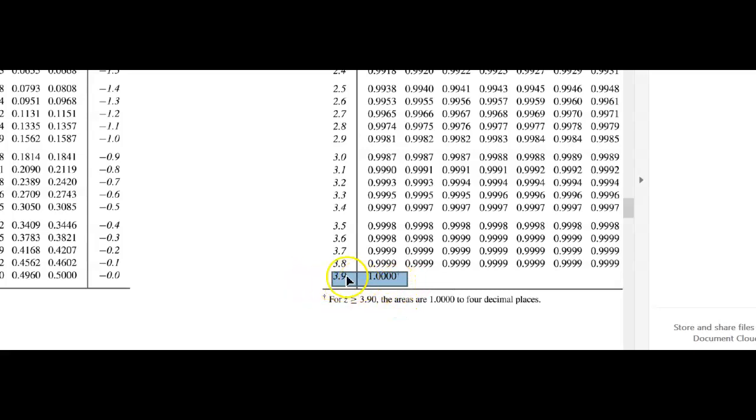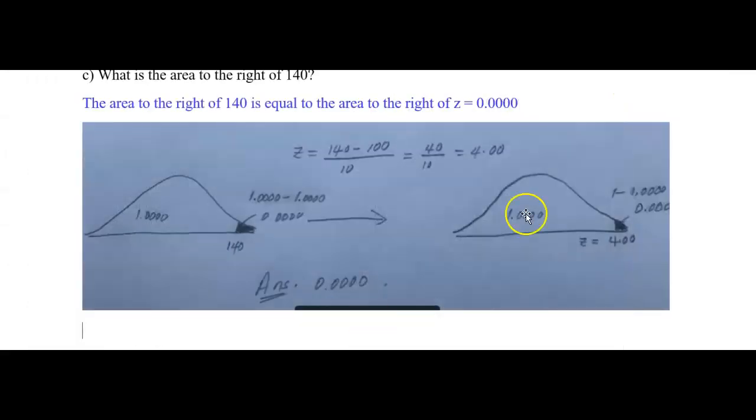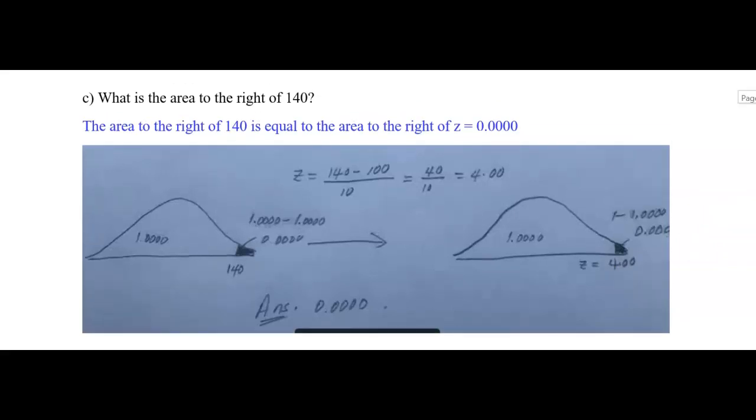So if you go to 4, you still get 1, because when you move from 3.9 to 4, you're not getting any more area, right? You already have all the area to the left. So the area to the left is 1. If you want to find the area on the right side, 1 minus 1 gives me 0. So the area to the right side of 4, even though I shaded something here, is negligible. It's very small. To 4 decimal places, it's 0. Okay, so that was the correction I wanted to make.